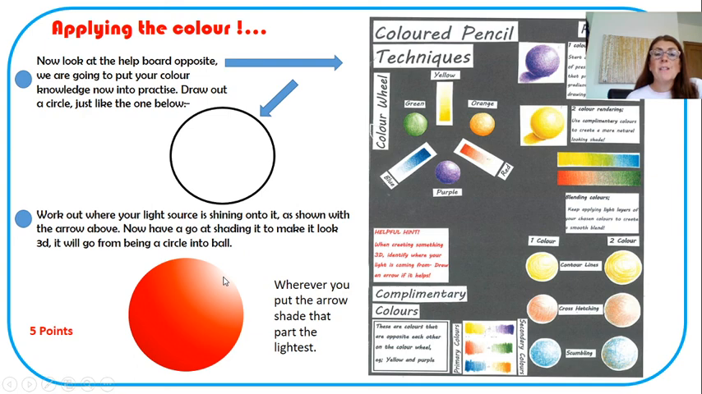There's 5 points available for turning the circle into a ball. The ball doesn't have to be very big at all. You could use the top of a milk carton if you wanted to draw around.